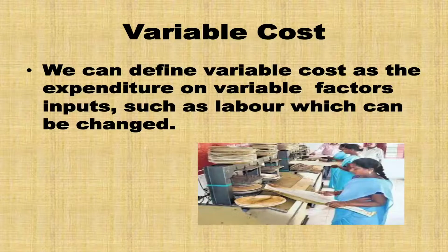This is because in the beginning the amount of work was more and more amount of money, that is rupees 18,000, was paid. But when the amount of work was less during the next 2 months, only 2 laborers were hired and accordingly the wage bill also decreased to 9,000. Hence, payment towards wages can be changed. So, it is called a variable cost. We can define variable cost as the expenditure on variable factors or inputs such as labor, which can be changed with production.